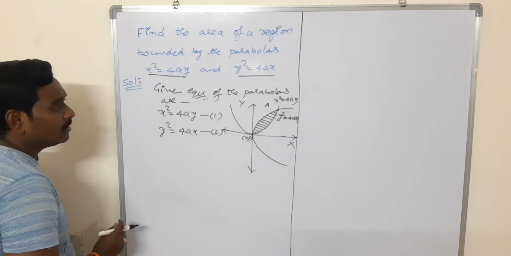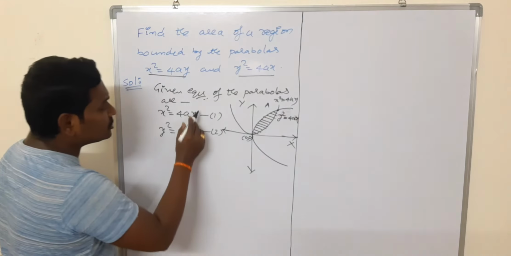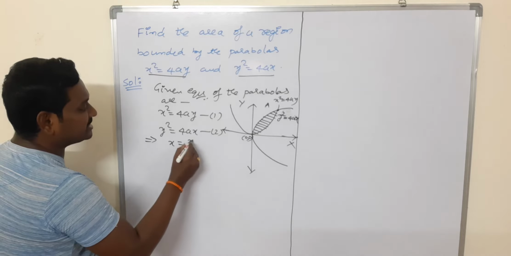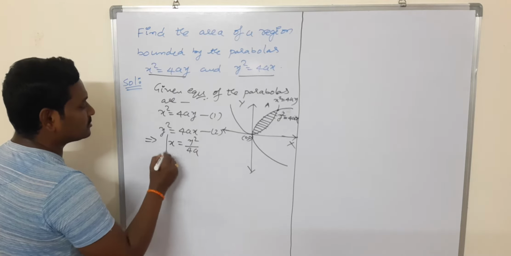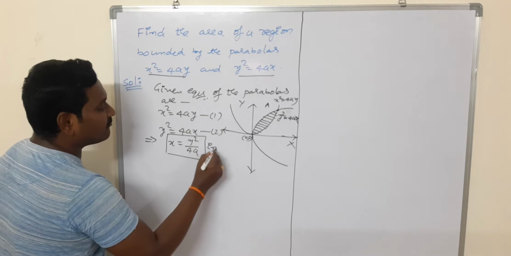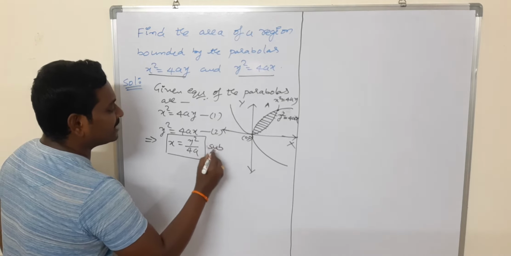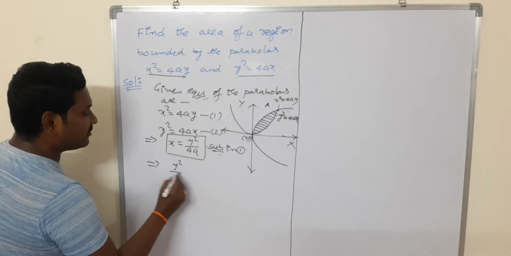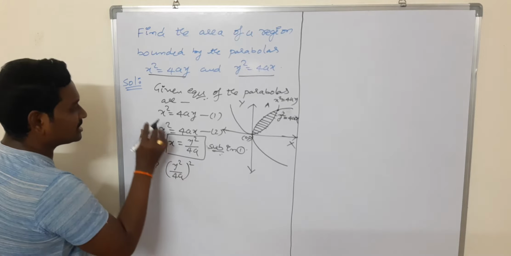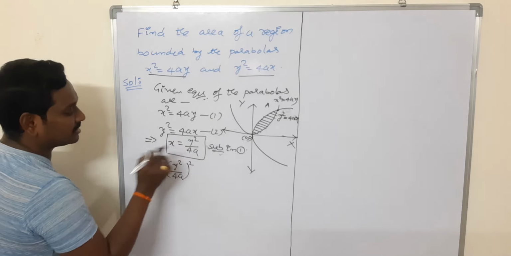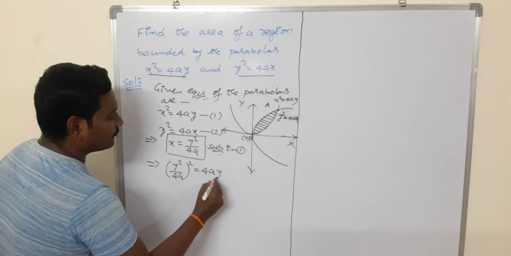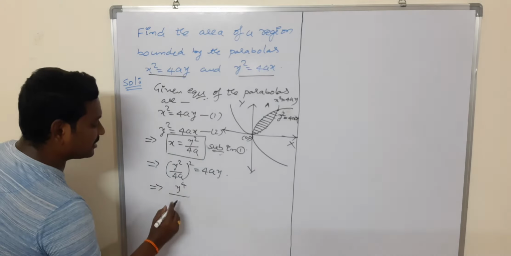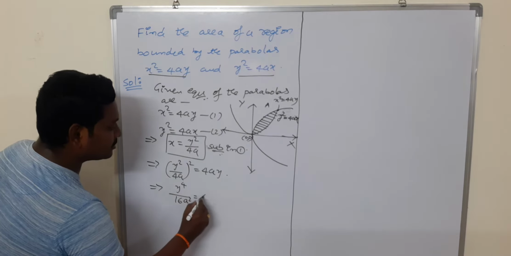For finding this intersecting point, you should solve the given two equations. From the second equation, obtain the value of x. What is it? y square by 4a. Substitute this value in equation number 1. So you will get y square by 4a whole square, because here we have x square, is equal to 4ay. y power 4 by 16a square is equal to 4ay.